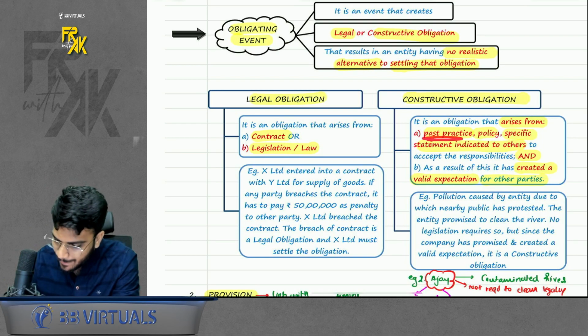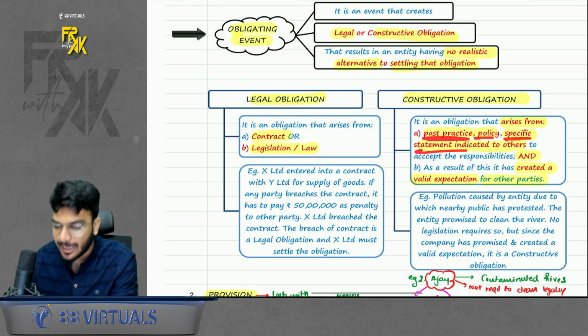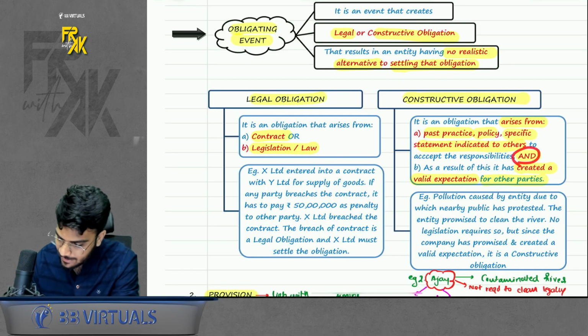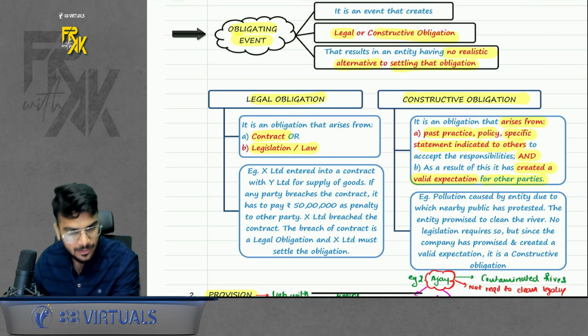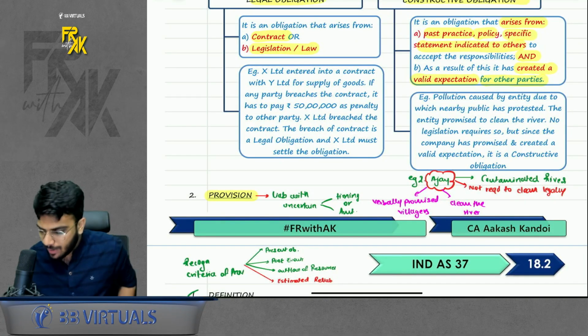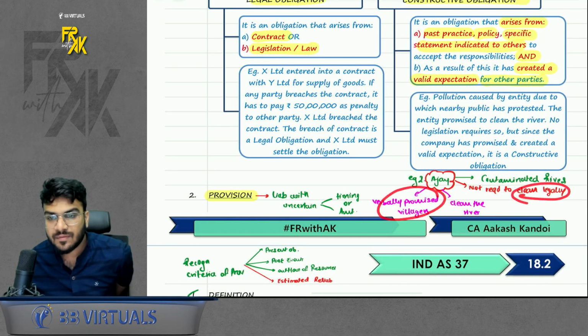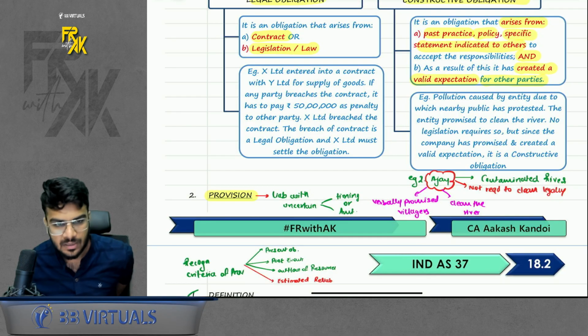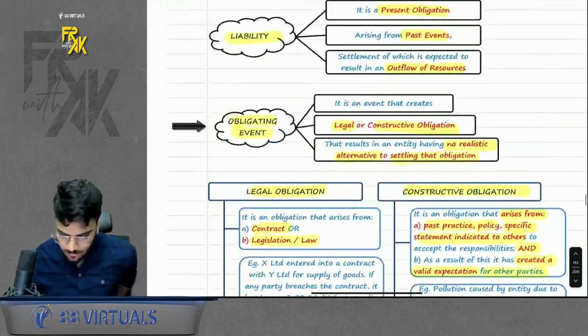So it is nothing but a past practice, policy, or specific statement indicated to others that has created a valid expectation for the other party. Okay, just like you contaminated a river which you are not required to clean legally, but you have promised the villagers that you will clean the river. Constructive obligation. Okay, so this is obligation.